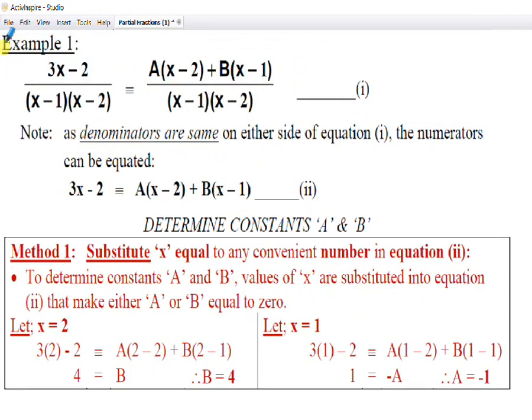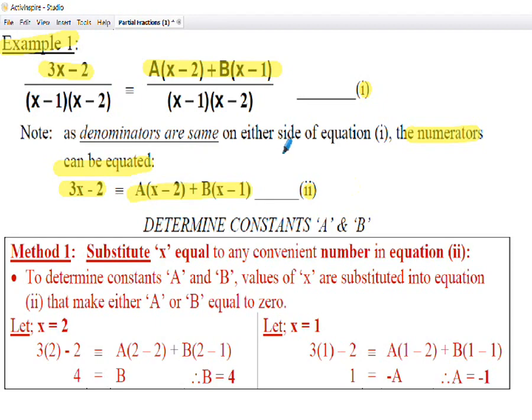Okay, example 1 continued here. I've just repeated equation 1 for convenience. What we're going to do now is equate the numerators on both sides of the equation to form equation 2. So looking at equation 1, I have 3x minus 2 on the left hand side for the numerator, and I have the A in brackets x minus 2 plus the B in brackets x minus 1 on the right hand side. So that's how I get equation 2.